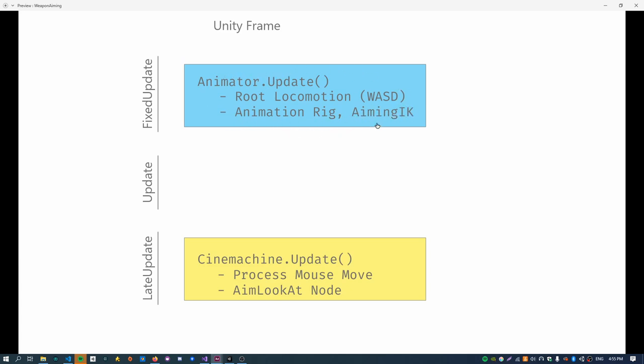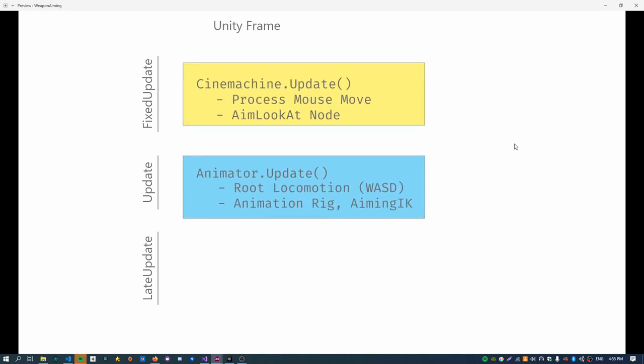So basically, the weapon is aiming at that aim lookout node we set up. And then what happens in late update is Cinemachine updates, processes the mouse move and changes the camera position, which in turn changes the lookout node. So by the time it comes to rendering, our lookout node is now ahead of where our IK is. So we basically need to move Cinemachine before the animator update. Like that. Amazing transition.